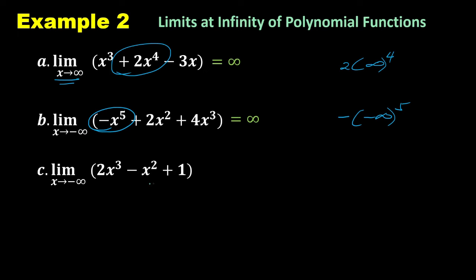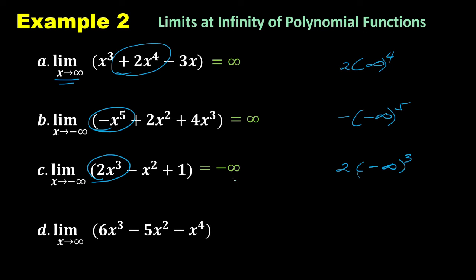If we have the limit of 2x cubed minus x squared plus 1 as x approaches negative infinity, we're going to consider this term, and we have 2 times negative infinity raised to 3. So we have a very large negative number raised to 3 is negative infinity, times 2, so that would be negative infinity.